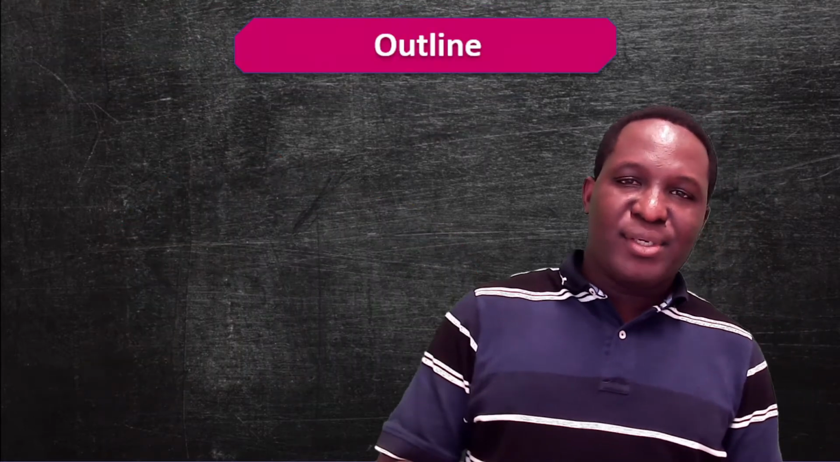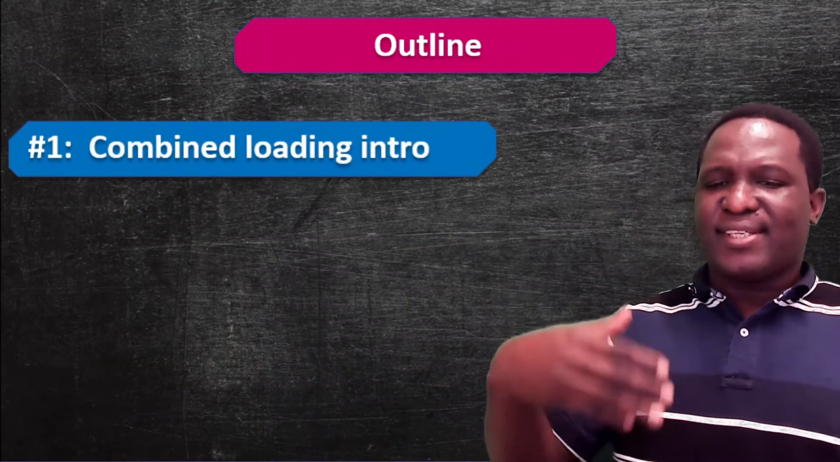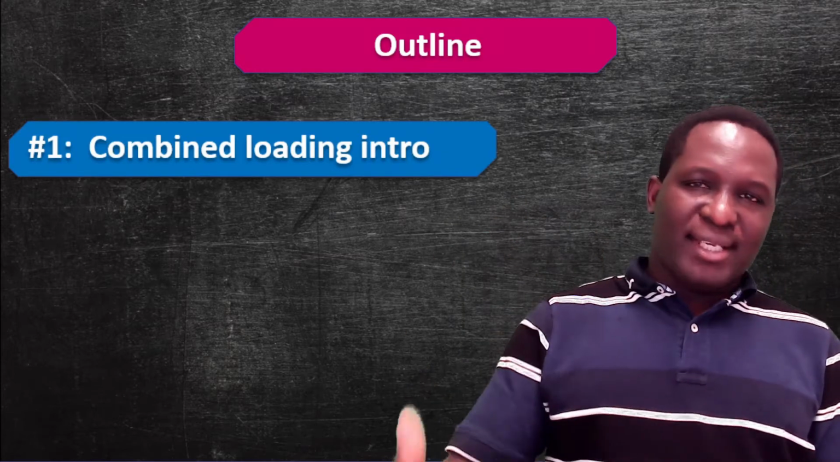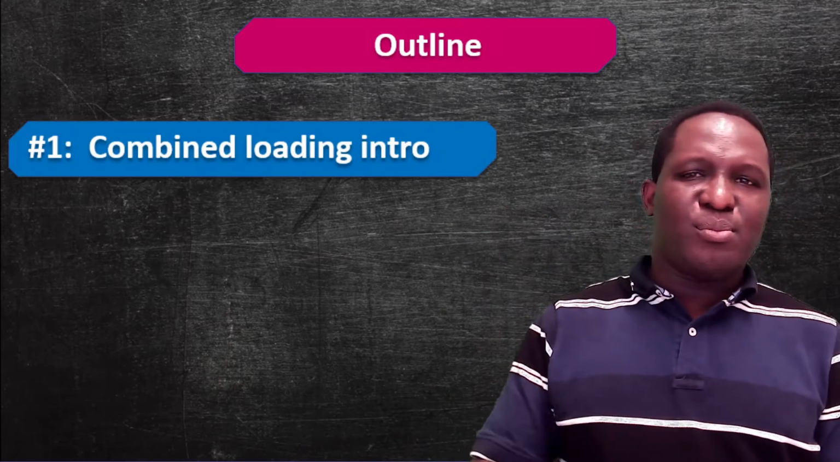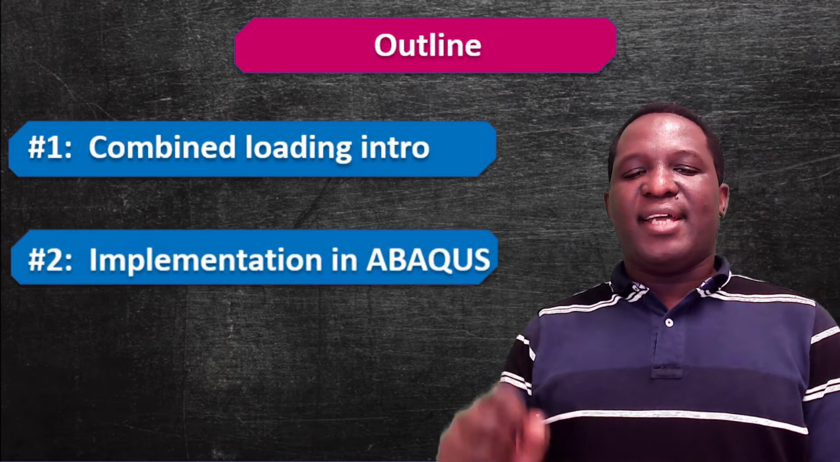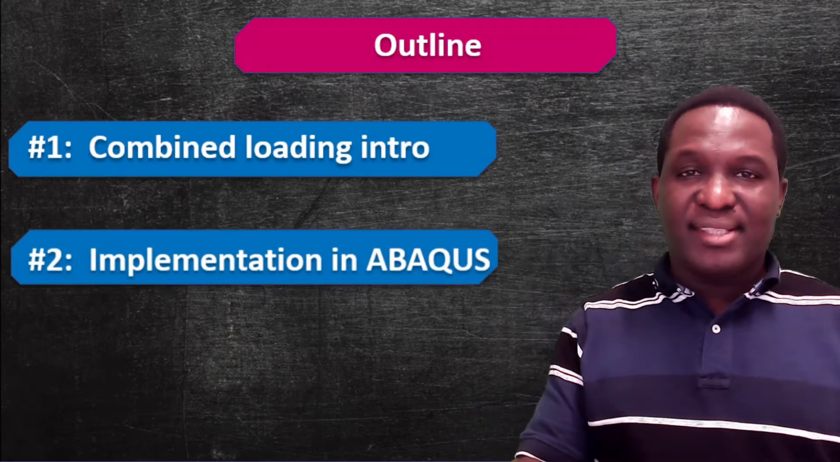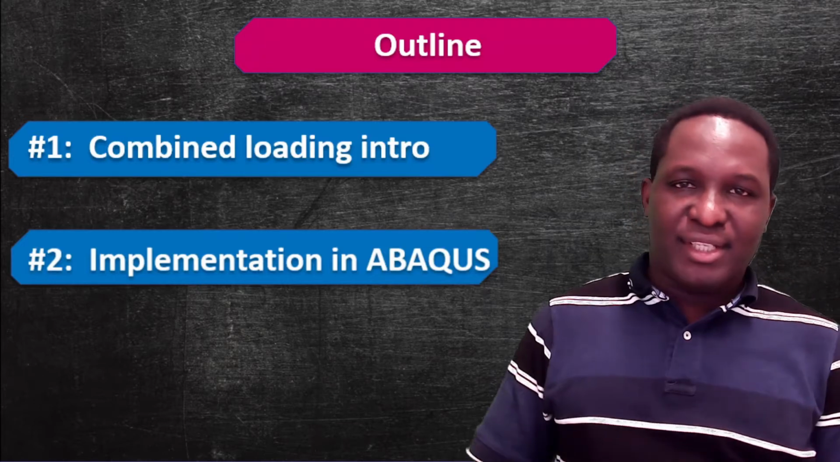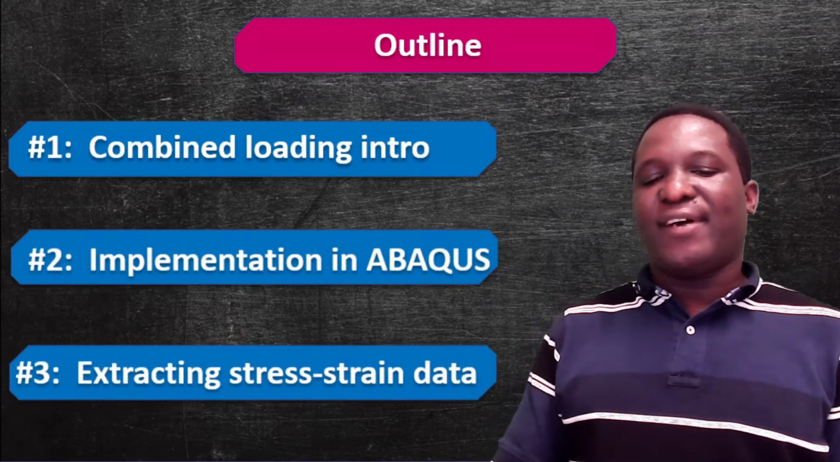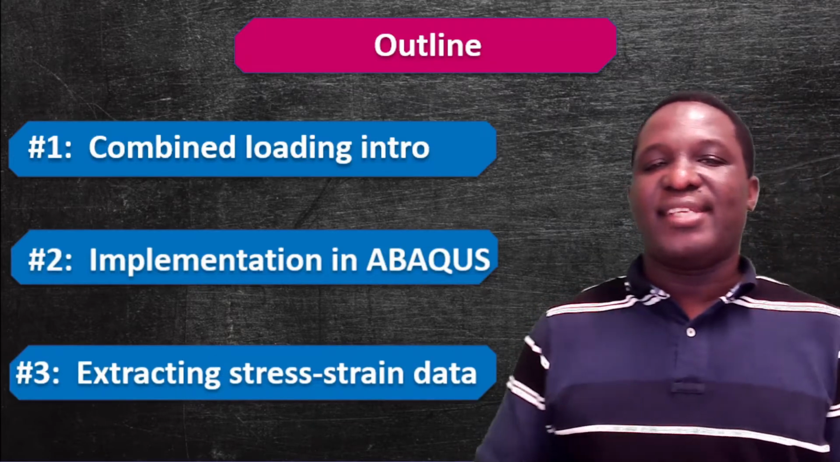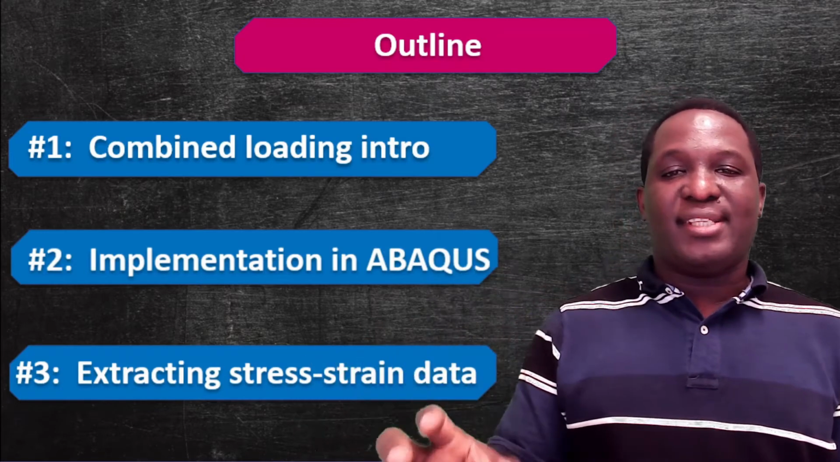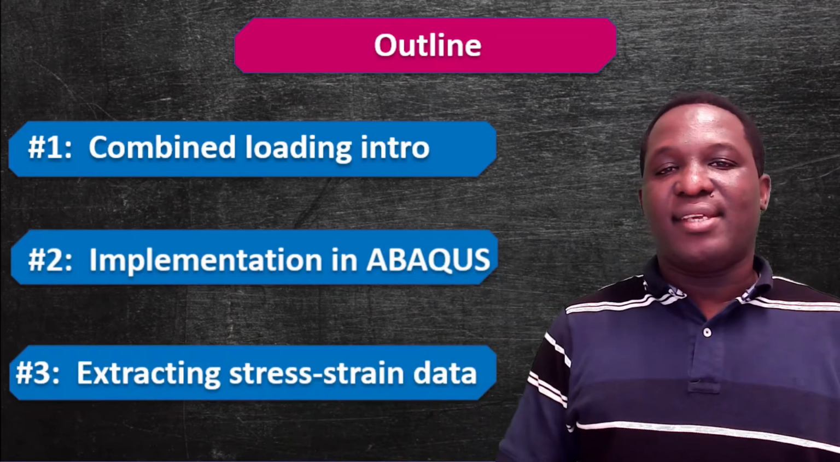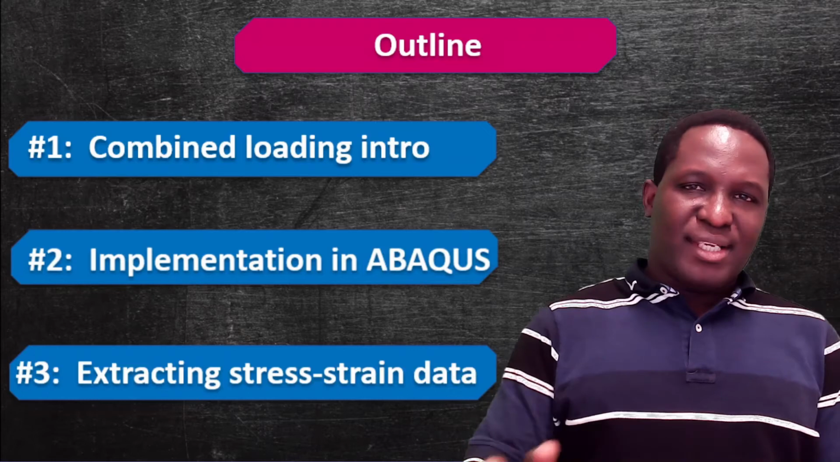And the outline that we're going to work with as we try to do this: first I want to talk about combined loading and introduction, because this is really important for generating failure envelopes. Then we'll look at how to implement this combined loading within ABAQUS, leading us to the idea of generating a failure envelope. And then finally, how to extract stress-strain data, and the point from the stress-strain data that will drive you towards getting the failure envelope. So that's the object of this video.